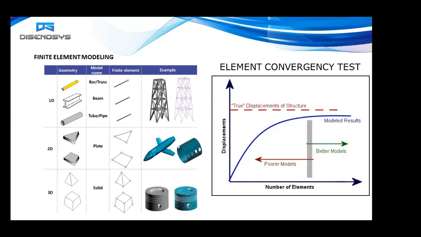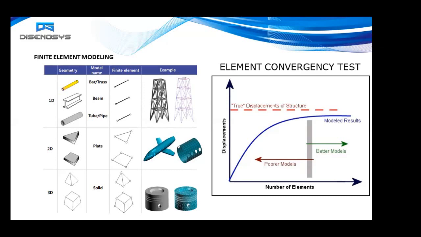So what happens is at a particular time your model will get stagnant. You can see in the graph, if you are reducing your element size and performing the displacement check, the true displacement of the structure is the top one, but your result is coming down somewhere if you have a very poor model. But if you keep on increasing your elements, at a particular time your model will have stagnant results. That point we call the correct element size to perform the analysis. So this we call the element convergency test.